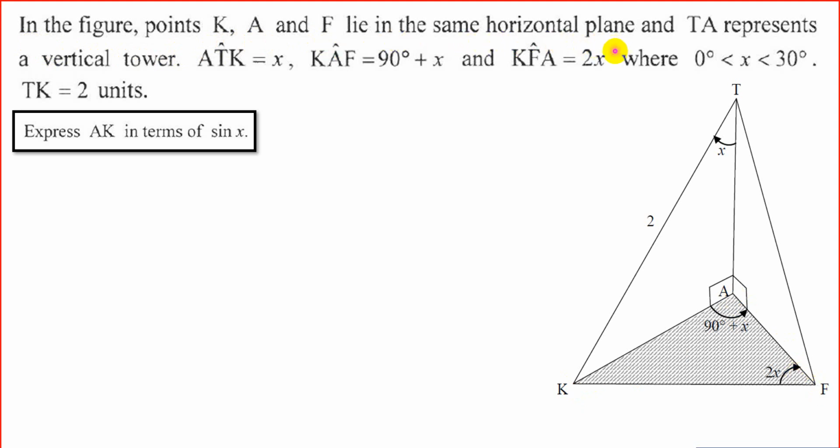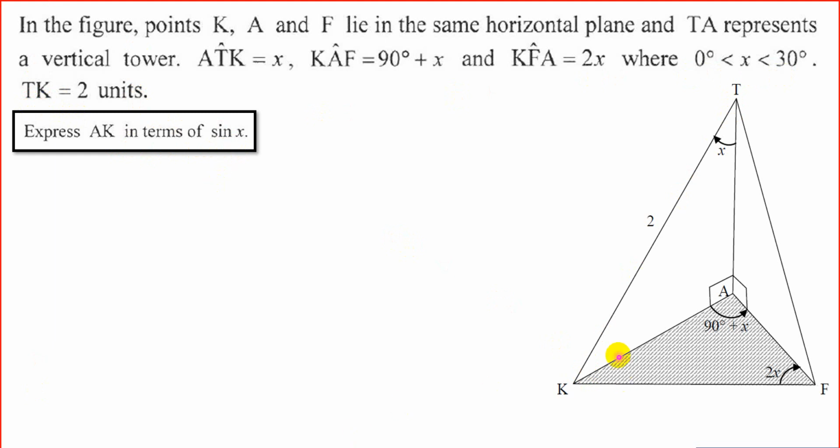same horizontal plane, and TA represents a vertical tower. They give us that angle ATK is X, KAF is 90 plus X, and KFA is 2X. They've also given us the restriction that X is in a range of 0 degrees to 30 degrees. Also given, side TK is 2 units. So our first question here is to express AK in terms of sine X.